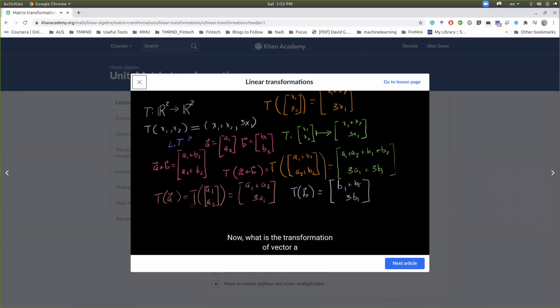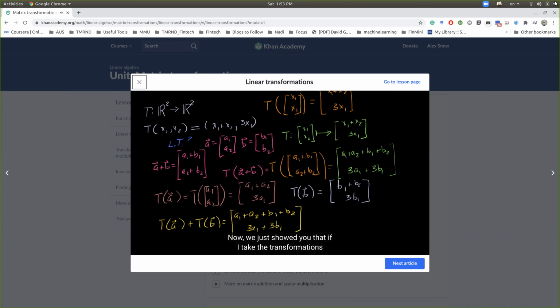Now, what is the transformation of vector A plus the transformation of vector B? What's this vector plus that vector? And what does that equal? Well, this is just pure vector addition, so we just add up their components. So it's A1 plus A2 plus B1 plus B2. That's just that component plus that component. The second component is 3A1. We're going to add it to that second component. So it's 3A1 plus 3B1.